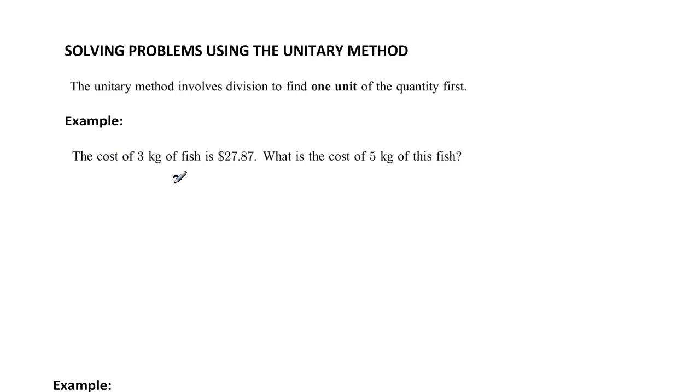So we could say that 3 kilograms costs $27.87. Now, unitary method would take this down to 1 kilogram. So we could say, therefore, 1 kilogram must cost $27.87 divided by the 3, because that's how many kilograms there were. And that turns out to be $9.29.